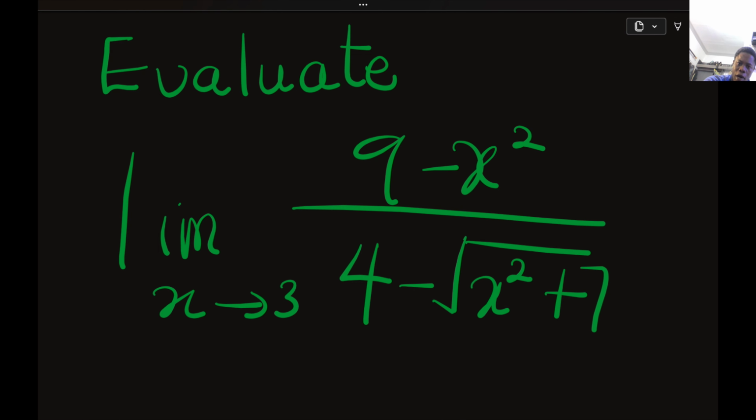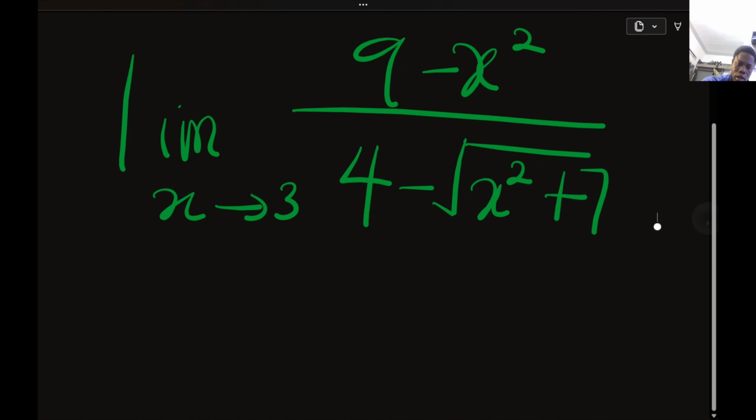Now we are to evaluate the limit of the function 9 minus x squared divided by 4 minus the square root of x squared plus 7 as x approaches 3. So let us start.